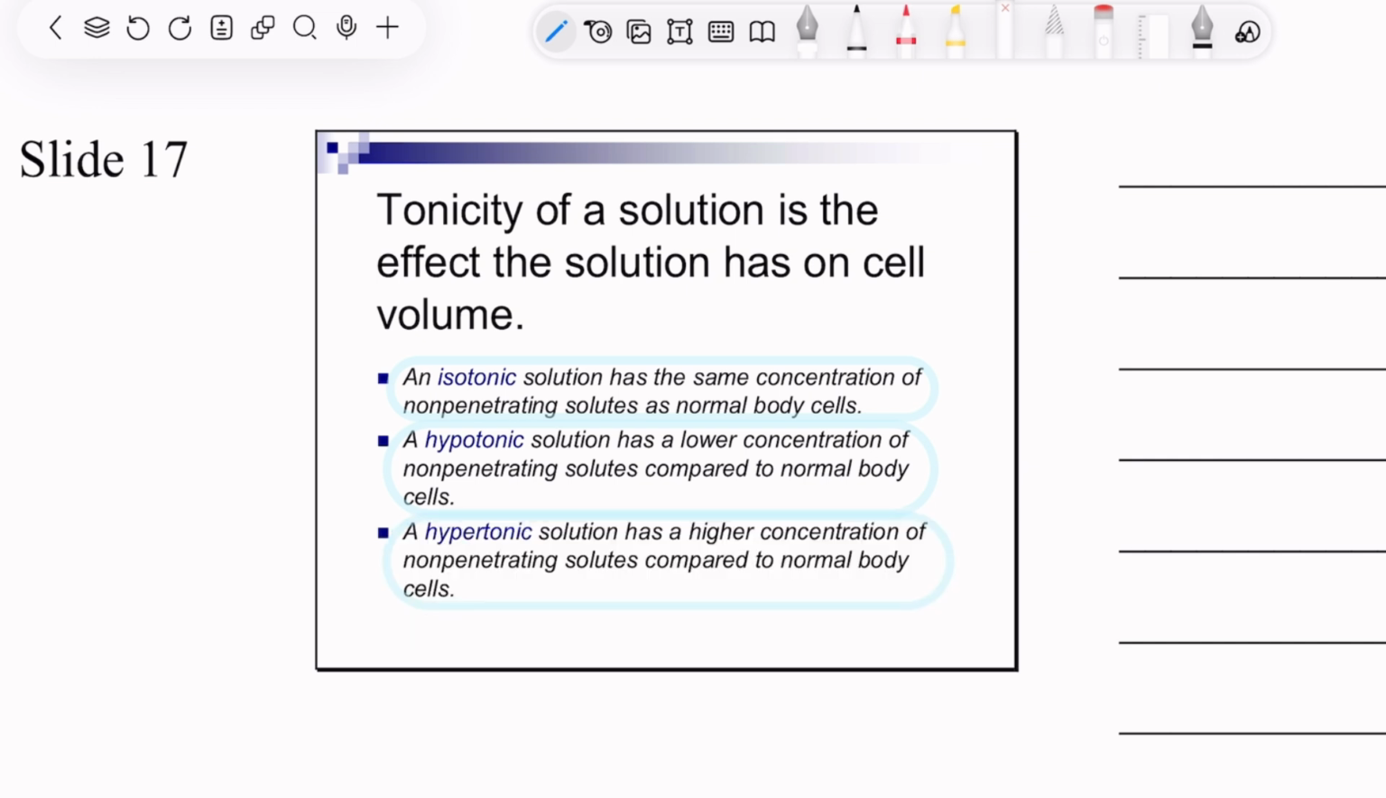A hypertonic solution has a higher concentration of non-penetrating solutes compared to normal body cells. So the concentration of solutes outside the cell is higher than inside the cell. So water moves out of the cell, causing it to shrink.